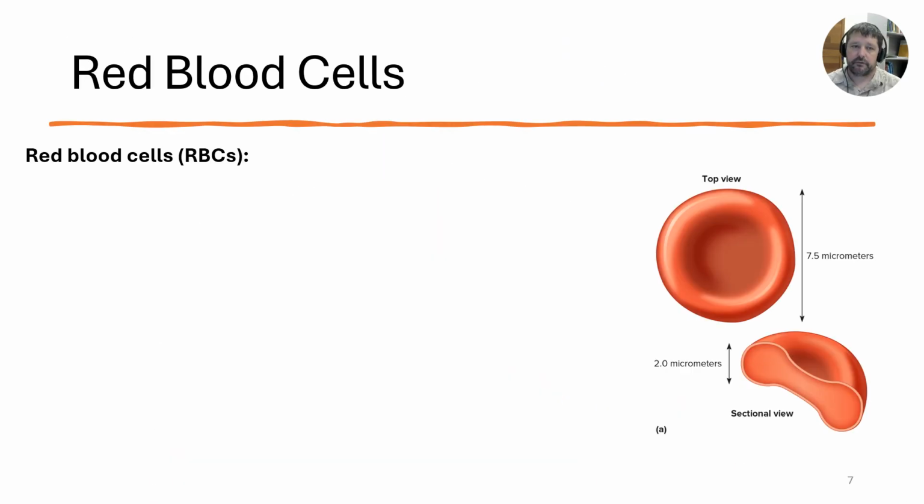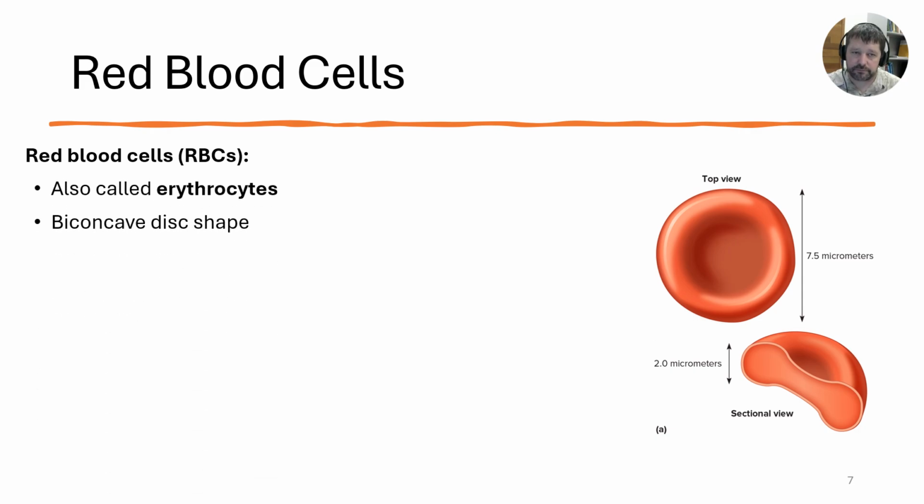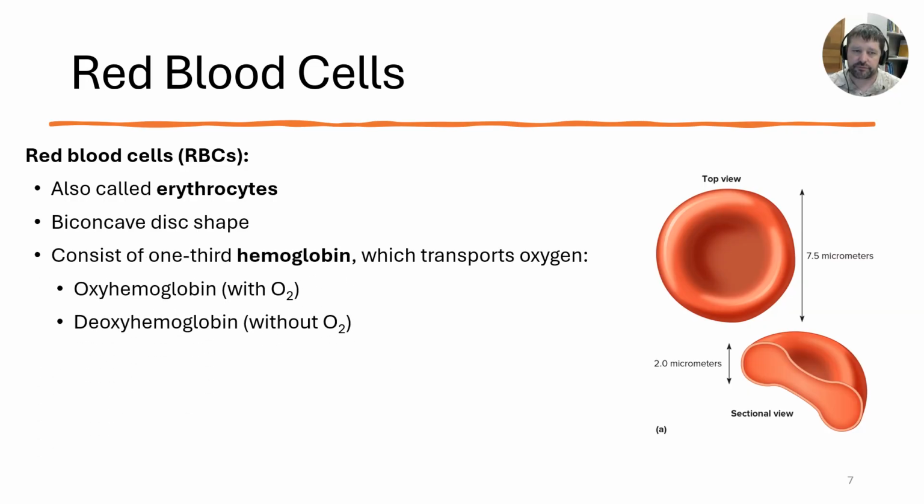Okay. All right, let's look at red blood cells. They're also called erythrocytes. Often that's the term that you'll probably hear most often as a technical term. They are biconcave, which means they have this kind of indentation look to them most often.